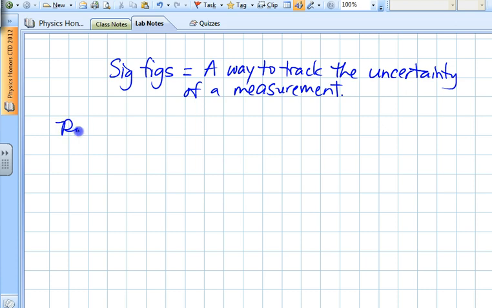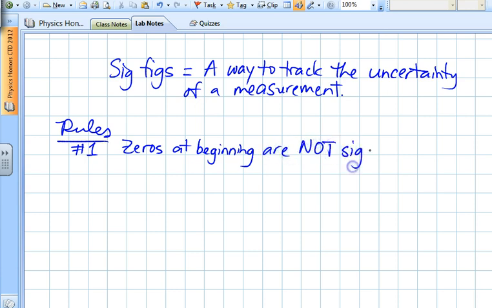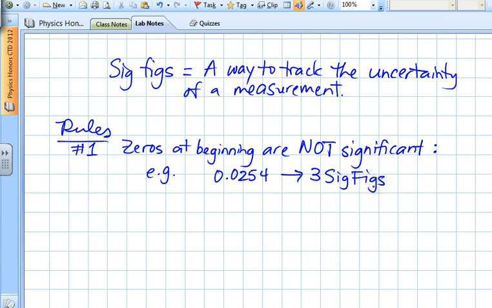The first rule is that zeros at the beginning of a number are not significant. So for each of these rules, I'll give you an example. Okay? So the number 0.0254 has 3 sig figs. In other words, the 0.0 are not significant. They're placeholders. They don't tell us any additional information.